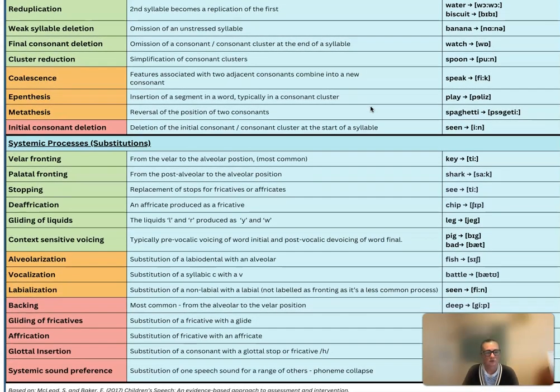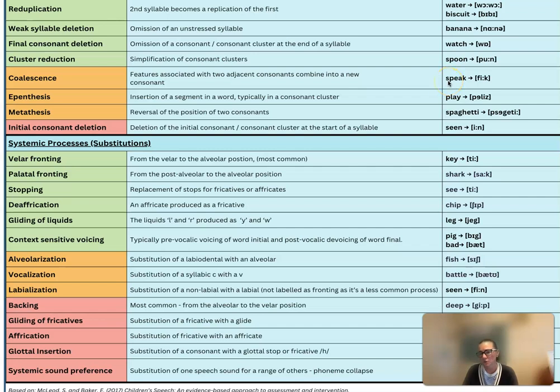So let's go down to the ones that are still typical but less common. So this would be coalescence. It's a bit more complicated. So features associated with two adjacent consonants combined into a new consonant. So let's go through that with this example. For the word speak, a child has said feek. So think about those two consonants at the beginning.